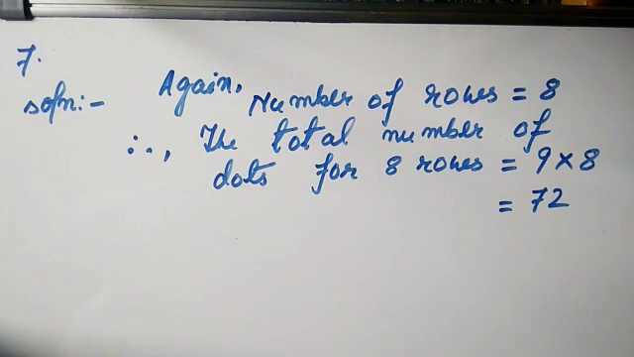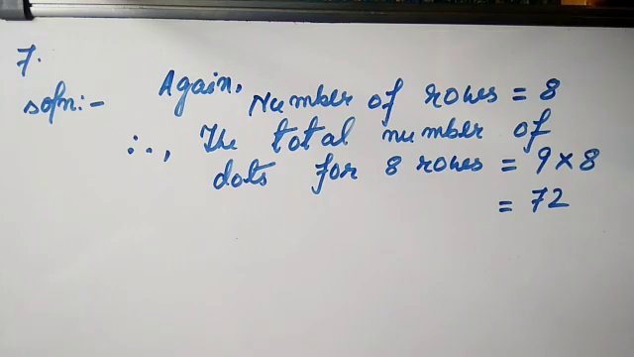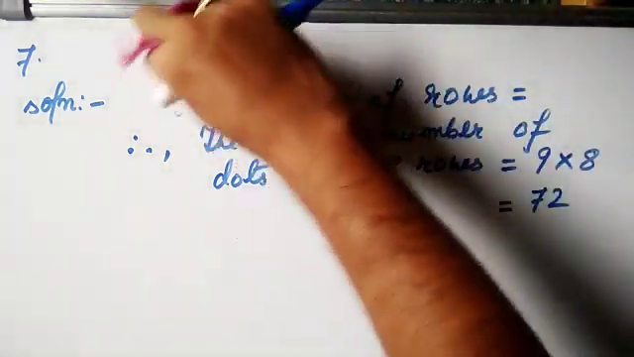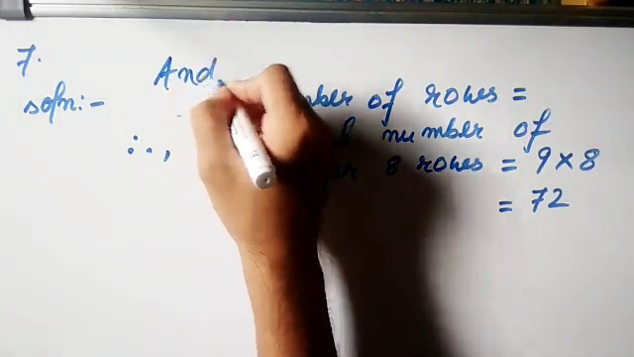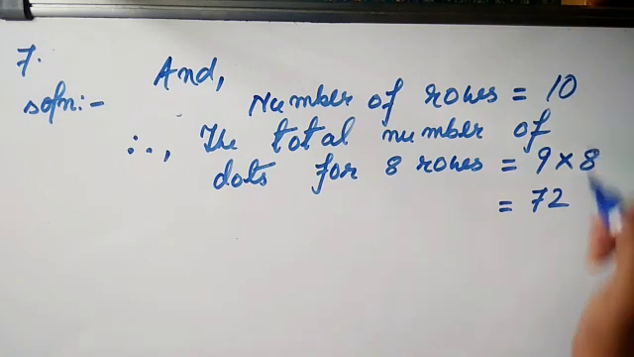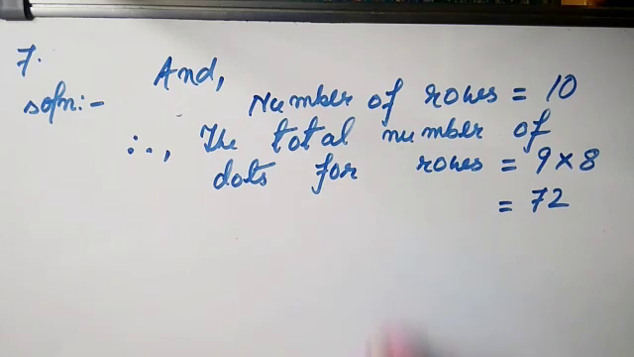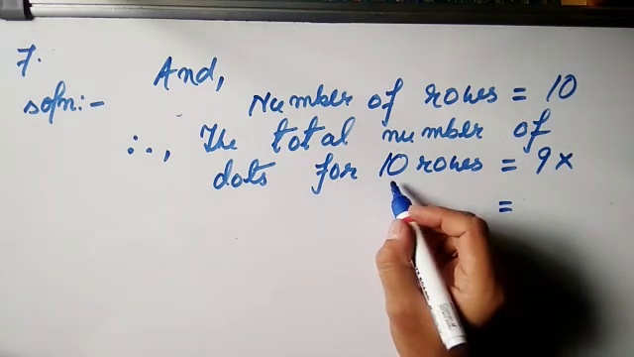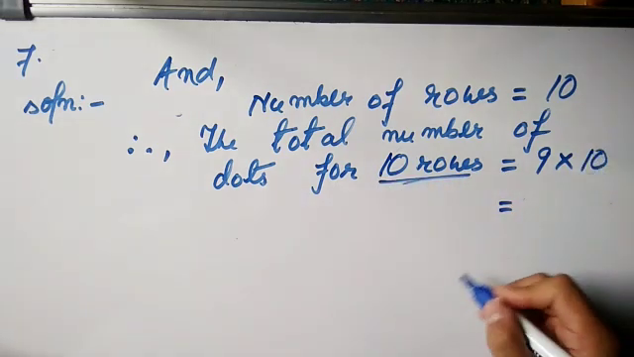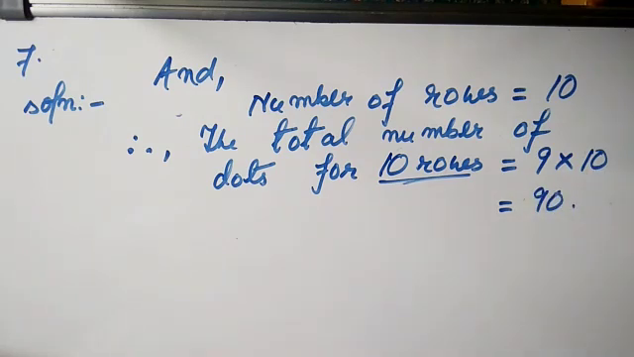Now we have one more answer, right? This time, instead of 8 rows, we have to take 10 rows. So after this statement, next we have to write number of rows, this time 10. So therefore, the total number of dots, instead of 8, we have to write 10 rows. So our answer will be, 9 multiplied by the number of rows, that is 10. So what is 9 times 10? Yes, 9 tens are 90.